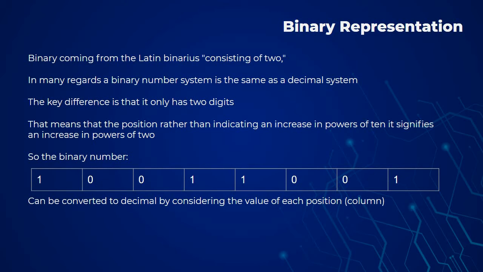But the important bit is, just like our decimal system, if we go to our right, that is, if you like, the lowest value. You go to our left side, that's the biggest value. So we're going to have a look and see how we can convert this binary number to decimal, because we as humans use decimals.